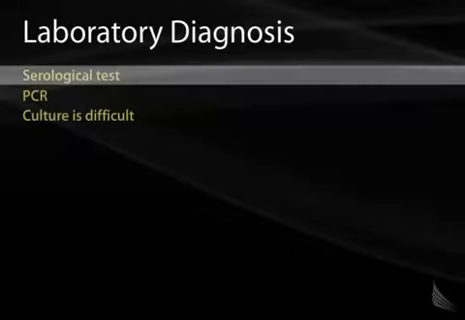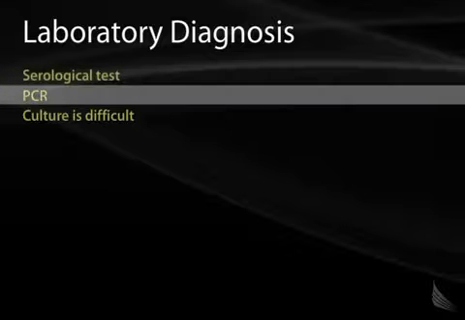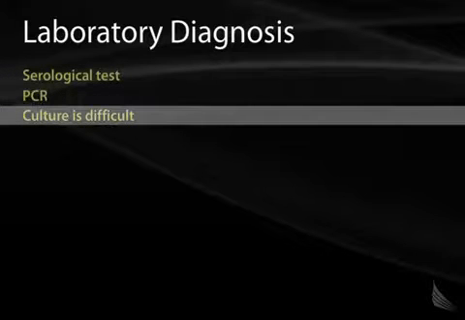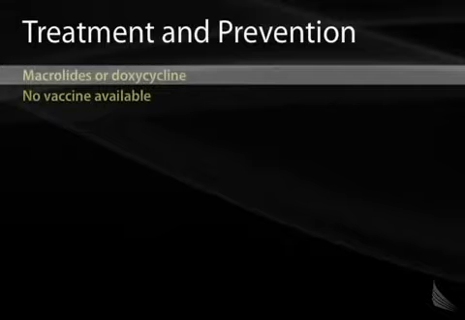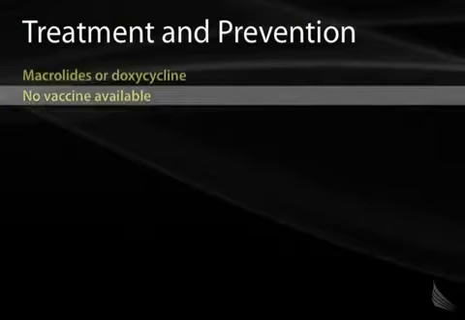Lab diagnosis again relies on serologic testing or PCR. It's difficult to culture chlamydia organisms. Treatment of chlamydia pneumonia includes macrolides or doxycycline, and we don't have any vaccination available.